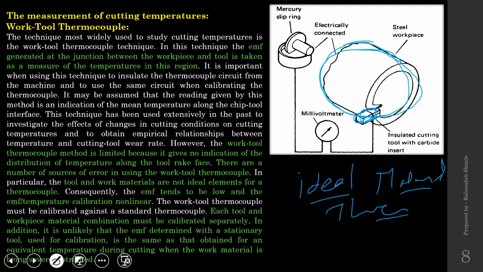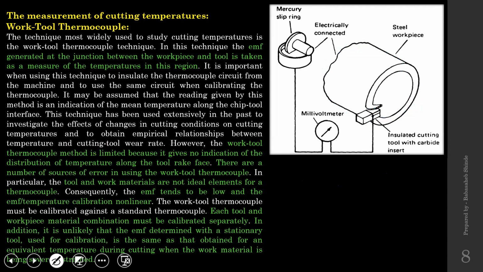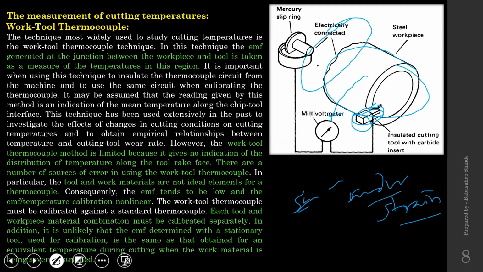Why are there chances of errors? Because when you start machining, one end of this cutting tool will be fixed, and the other end is going to be in contact with the workpiece. So during machining, this cutting tool will be under strain. Similarly, this workpiece, this end will be fixed. This will be a cantilever in rotary motion. So this one will also be under strain.